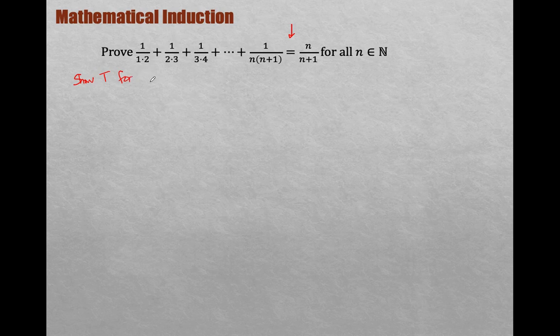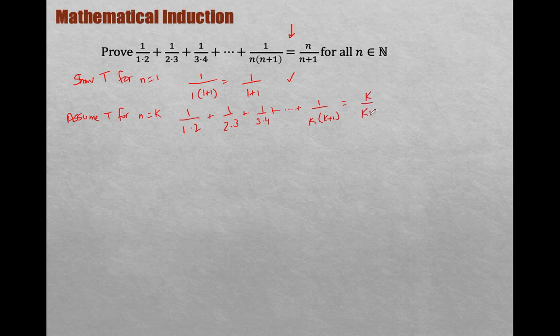Show true for n equals 1. So go to the formula. This time I didn't bother typing all these out. 1 times 1 plus 1, that's equal to 1 over 1 plus 1. True. Prove.